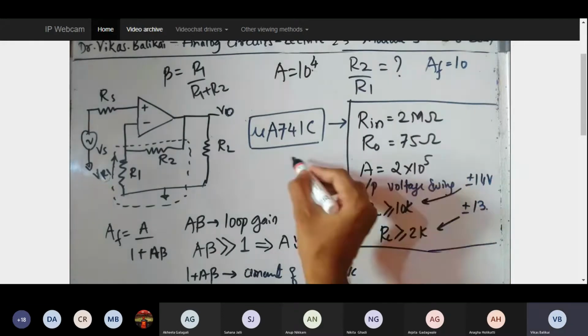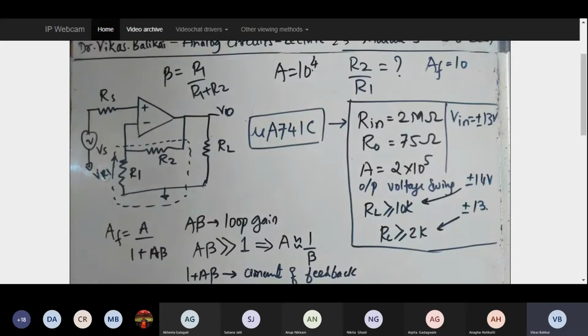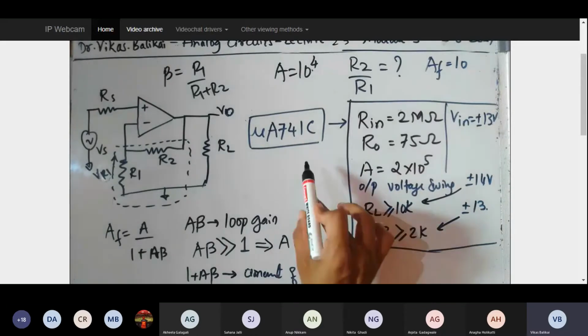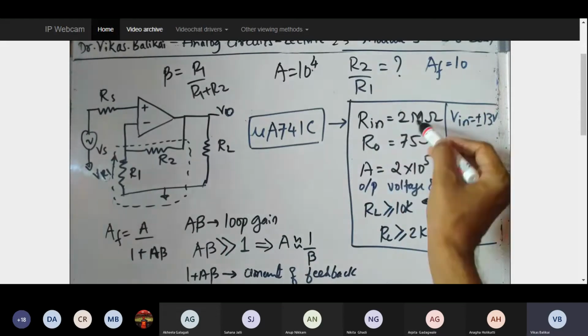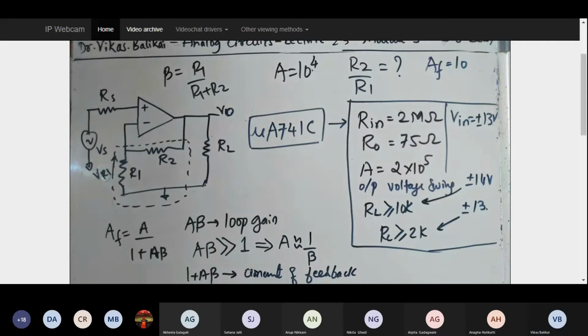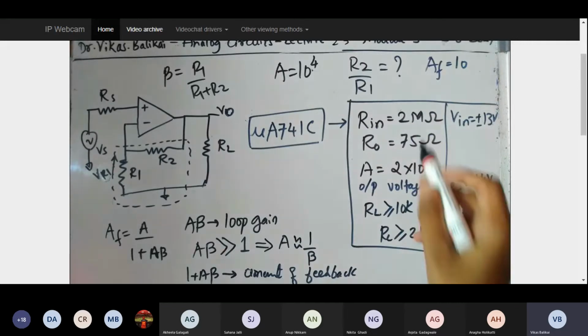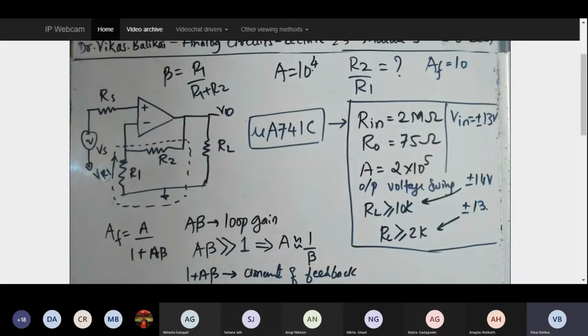You don't expect this, but it has to be given in the question. That's the reason they mention the IC name mu A741C. If it were 741A or B, there would be different parameters. But the frequently used IC in your entire analog circuits is the mu A741C op amp. So you should remember at least these three parameters: open loop gain A is equal to 2 into 10 raised to 5, Rin is 2 mega ohm, Rout is 75 ohm. You should not assume anything apart from these, which are specified while they are manufactured and fabricated.